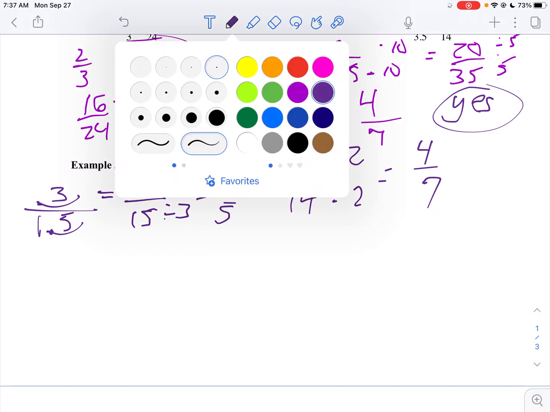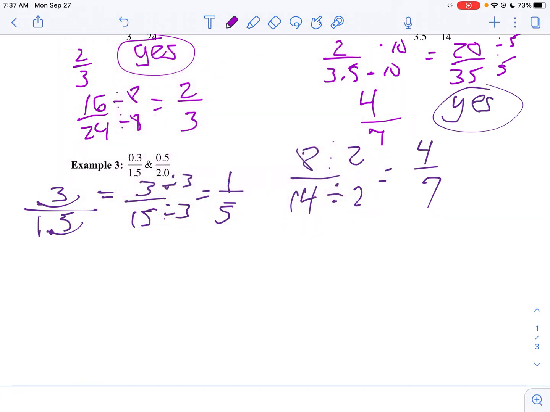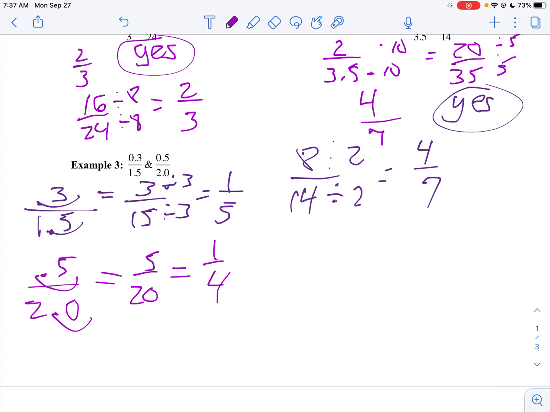Now let's do the same thing with our other ratio. I got 0.5 is to 2. I'm going to move the decimal over 1, so we get 5 to 20, which reduces to 1 to 4. Notice these two are not the same, so these are not equivalent ratios. I like to highlight my questions there, or my answers.